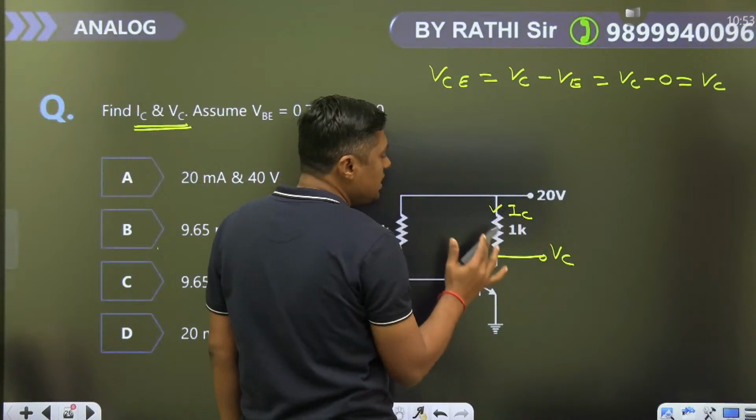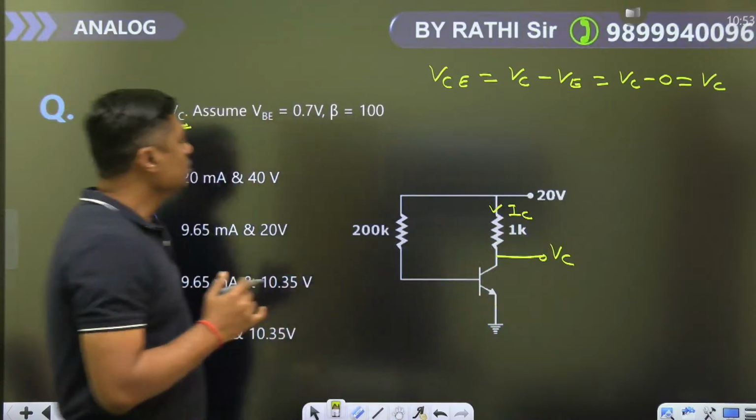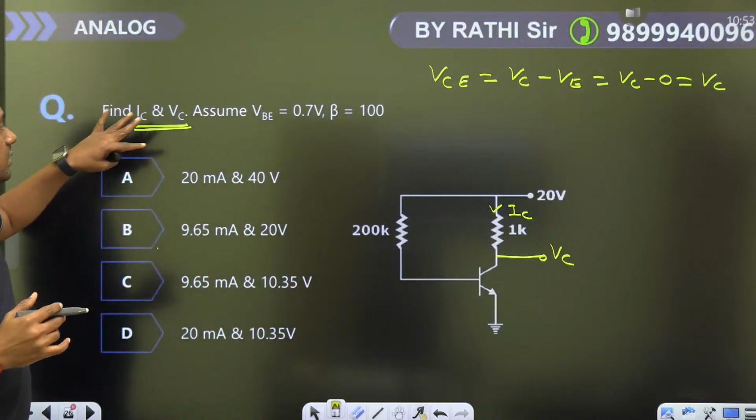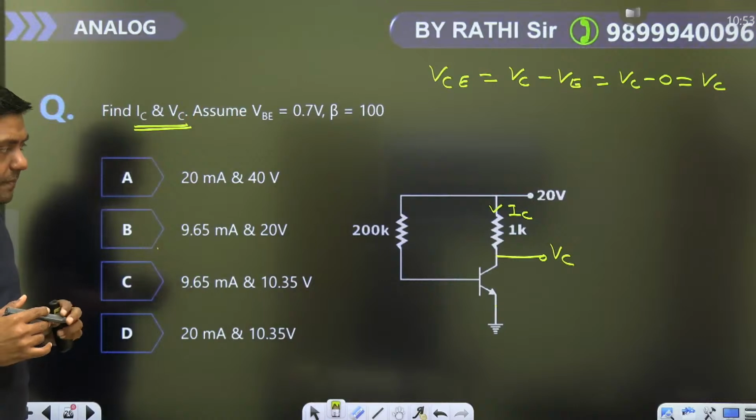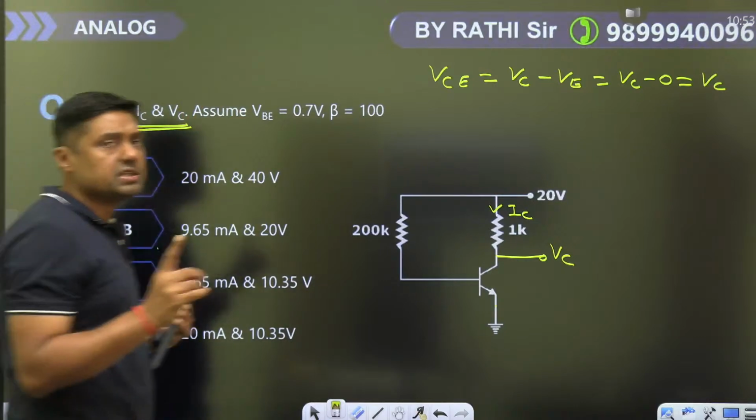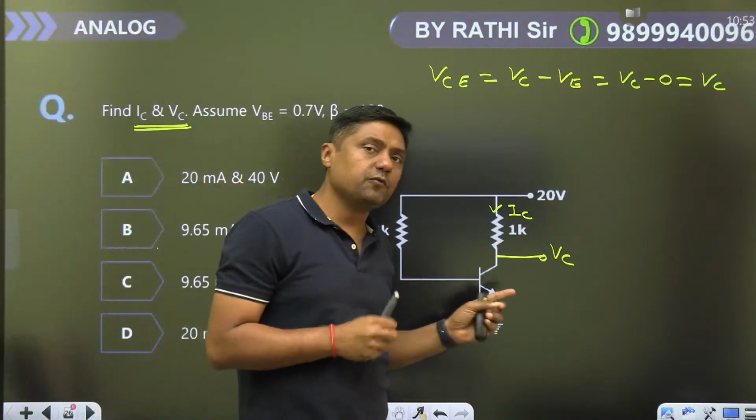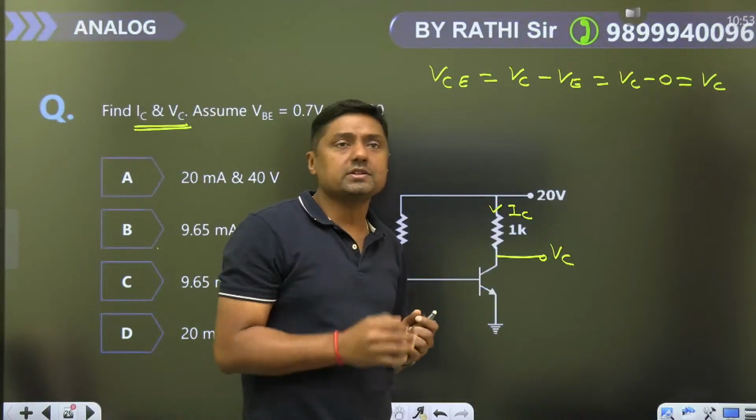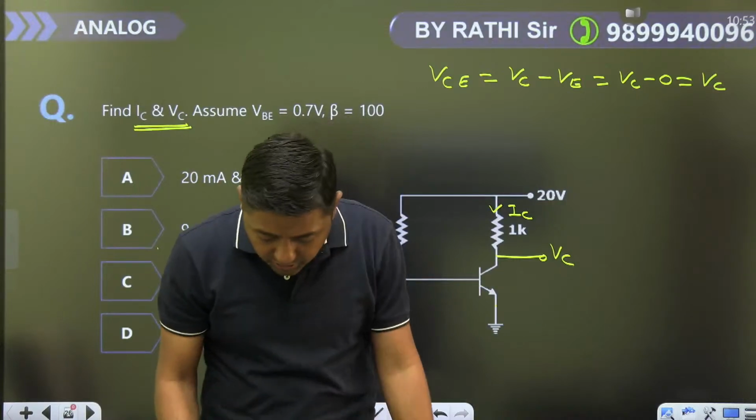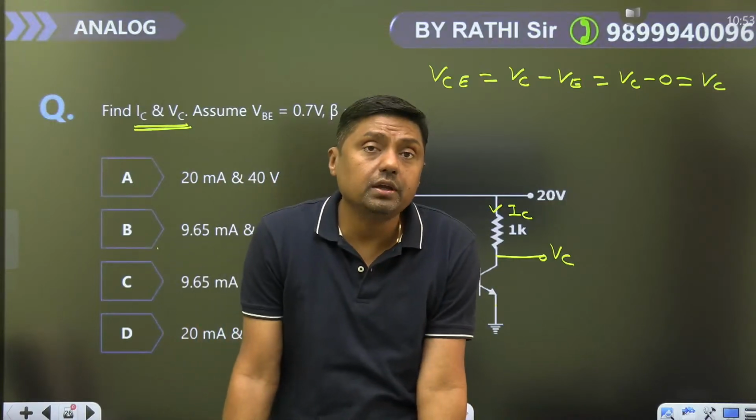IC and VCE are called the operating point. You have to find the operating point. Assume VBE is 0.7 volt, beta is equal to 100. It is an NPN transistor, and for a silicon transistor, the value of VBE is 0.7 volt.